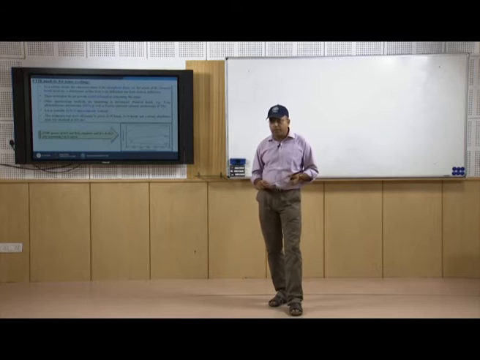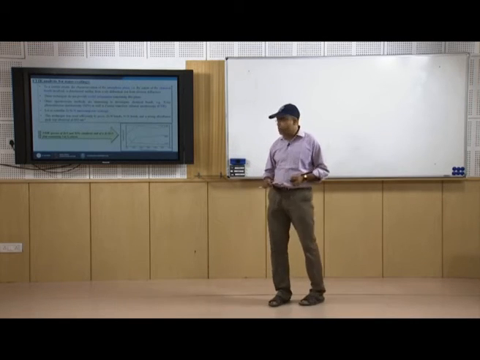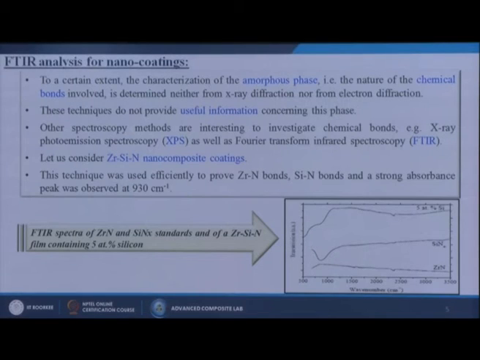Not only that, sometimes it tells what type of bonding is taking place between your nanoparticles or nanocomposites. These techniques do not provide useful information concerning this phase. Other secondary methods are interesting for investigating chemical bonds, like X-ray photoemission spectroscopy as well as Fourier transform infrared spectroscopy, or FTIR, which can give you the structure of your particular materials. Not only that, it shows what chemical bonding formations are taking place inside your material.